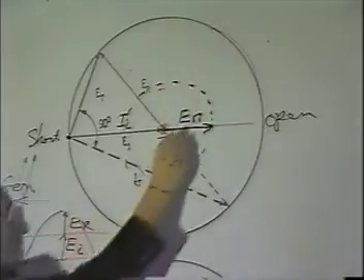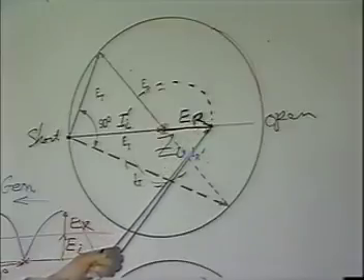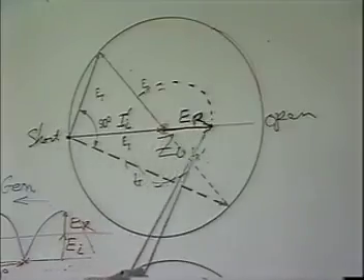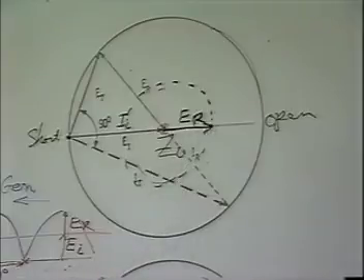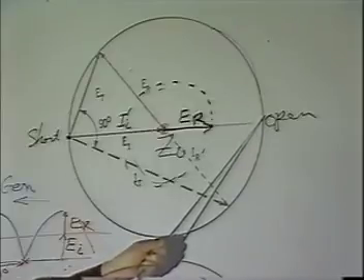E sub R. I didn't make that as an R. But you see E sub R only goes out here. So in this case, E sub I plus E sub R is a maximum value, isn't it? Maximum value. The absolute maximum would be at the open over here where it's 2E.